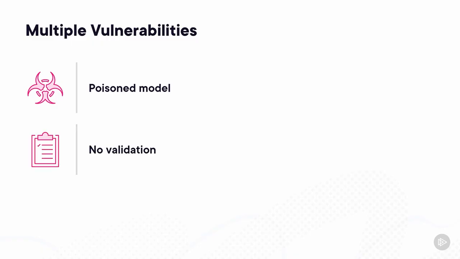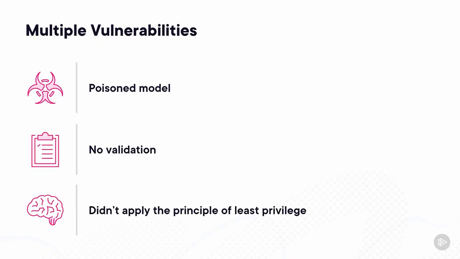In our demo, we brought a few different vulnerabilities together to show us how excess model agency can be problematic. We had a poisoned model, didn't perform any validation on the output, and didn't apply the principle of least privilege. It had permissions to access far more than it needed. If we're not careful, then all these things could come together to cause serious problems.